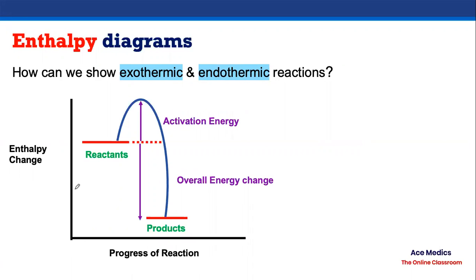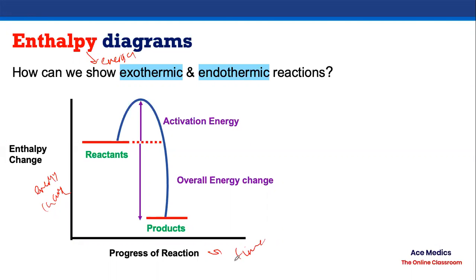So we also looked at the difference between endothermic and exothermic reactions. Now we're going to look at something called an enthalpy diagram. Enthalpy, just to make our lives easier, just means energy. So we said there are exothermic reactions and there are endothermic reactions. You can show whether it's an exothermic or endothermic reaction on an enthalpy diagram or an energy diagram. So enthalpy change just means energy change, and progress of reaction is just talking about the time.